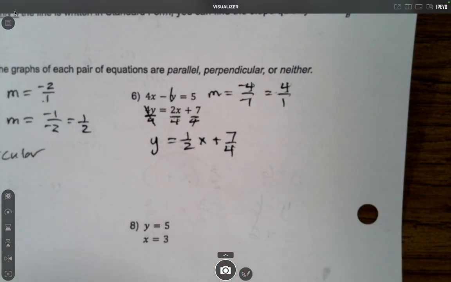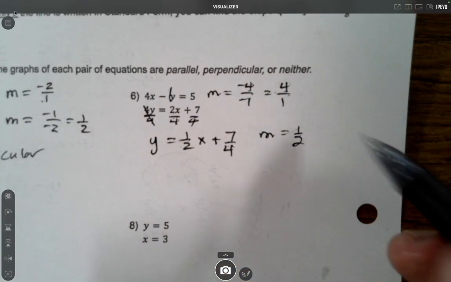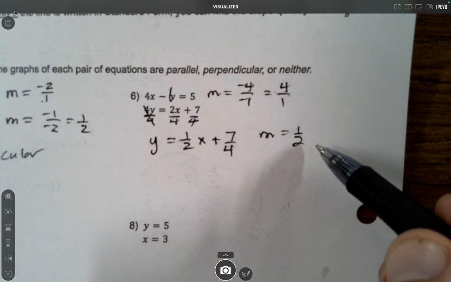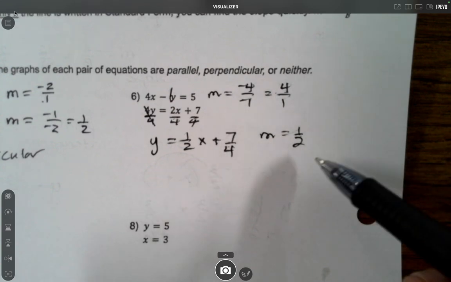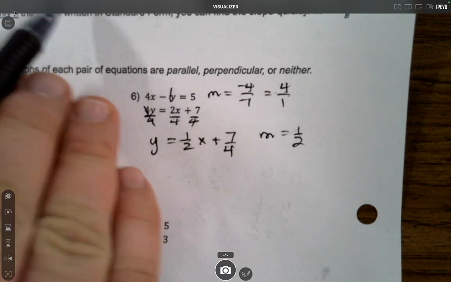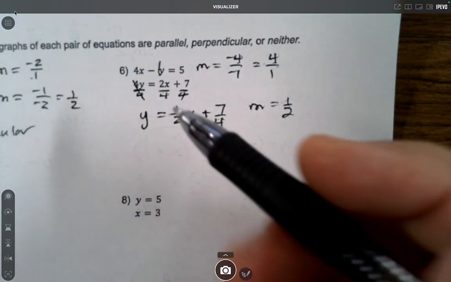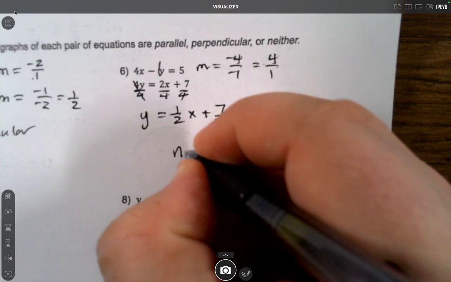And look at this slope right here. Because this is in slope-intercept form, and that was pretty low effort to get to that. So this one has a slope of 1/2. Well, these two are definitely not the same, but they're also not reciprocals or the opposite sign of each other. So since they don't have either of those two relationships of being the same or opposite reciprocals, I just have to say those are neither. They're not perpendicular and they're not parallel.